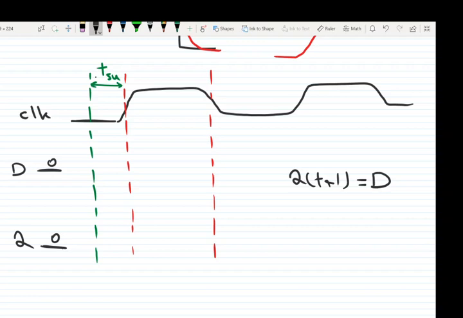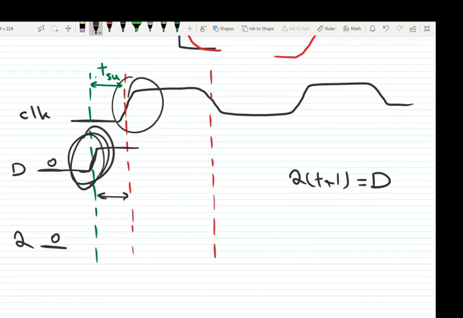So the input D must change from 0 to 1 no later than this time. If D changes from 0 to 1 later than this moment, so the time gap between the positive edge and the change of D will be less than setup time. So it's not gonna work. We get wrong output. So this one is T setup.